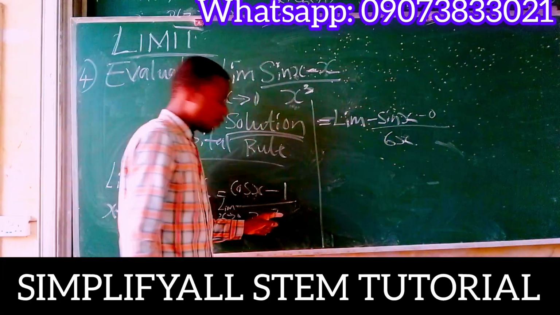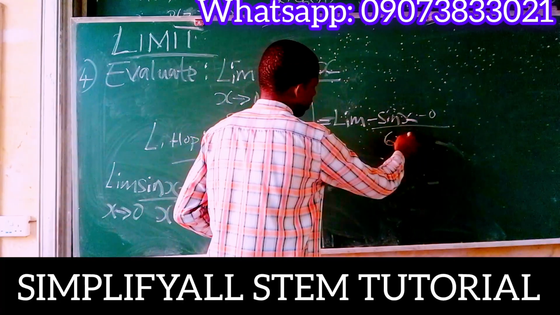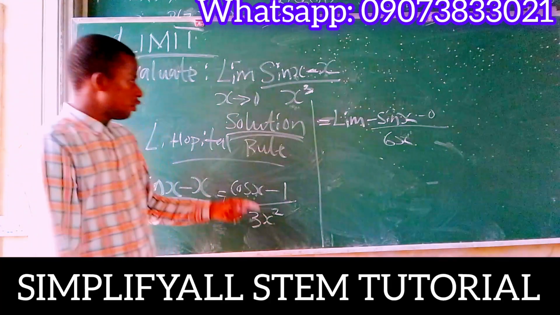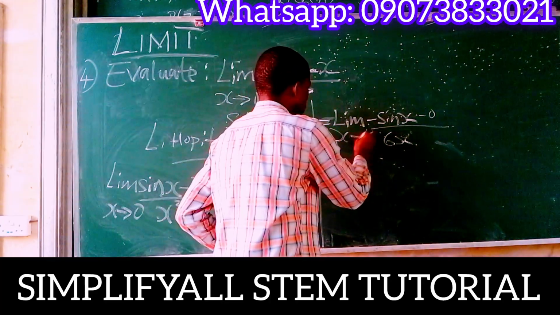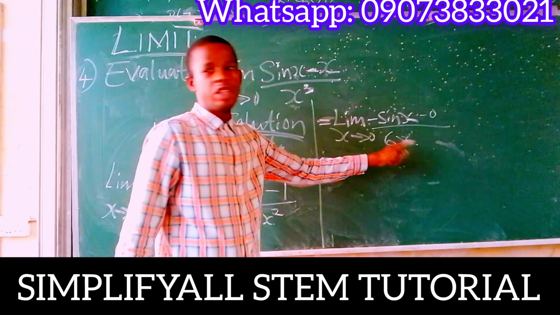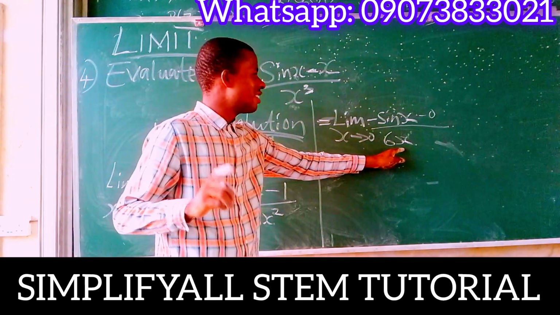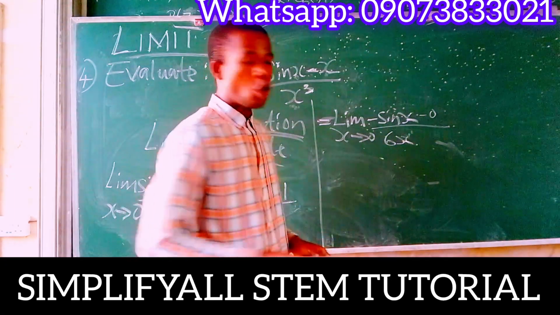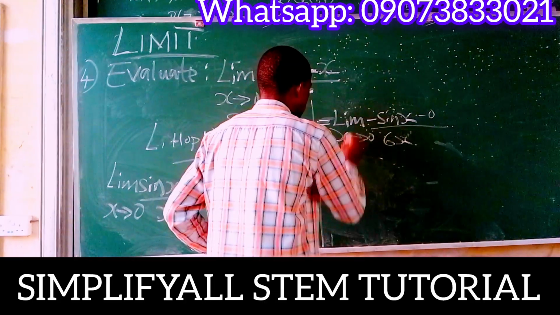6x. Then you subtract 1 from the 2. You're going to have the same raised to the power of 1. Now if you substitute as x tends to 0, you're still going to get 0 in the denominator. So we are not interested in getting 0 now. So we differentiate again, the third differentiation of this function.